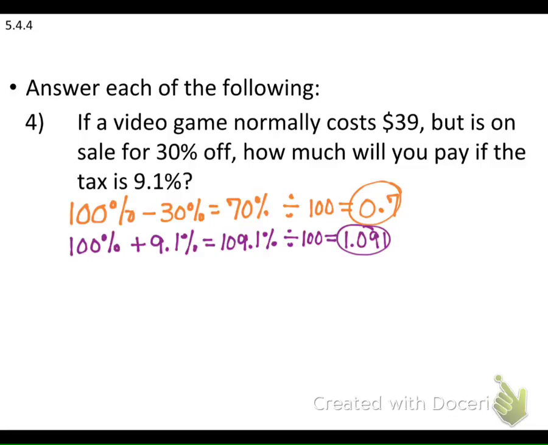Then we have to take down $39. You want parentheses 0.7, and then you want to multiply all three of those numbers together. When you multiply all three of those numbers together, what do you get? 29.7843. Yep. And then you want to round that.